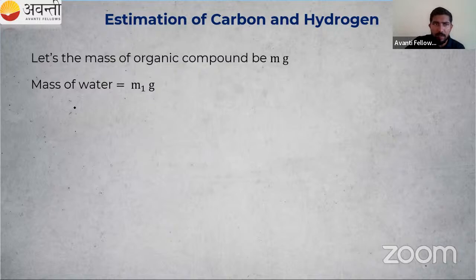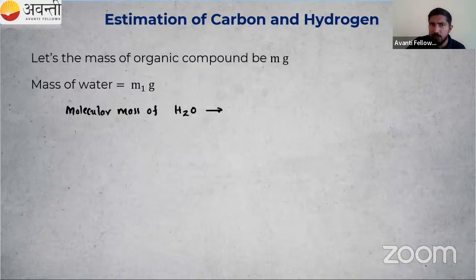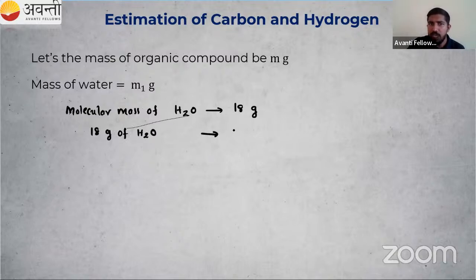Then you have to tell me the answer. What is the molecular mass of water? What is the value? Yeah, JNV Srigakulam students, correct. 18 gram. So 18 gram of water contains how much amount of hydrogen? There are two hydrogen, right? So 18 gram of water contains dash gram of hydrogen. What is the value? Yeah, two, correct. 2 gram of hydrogen.